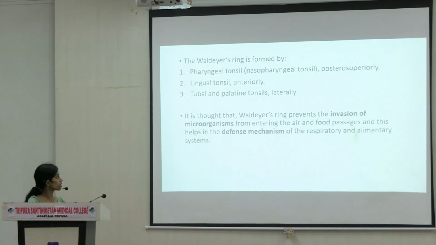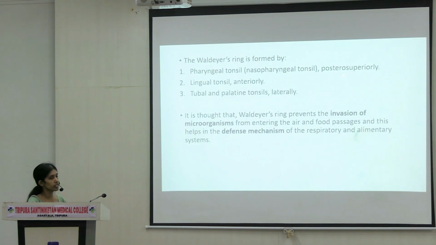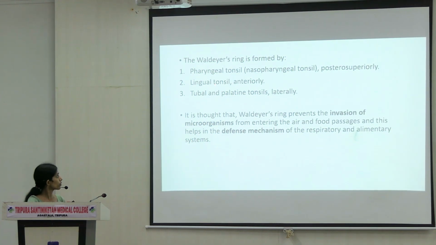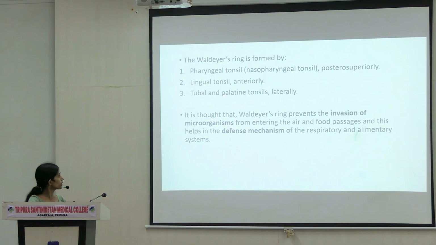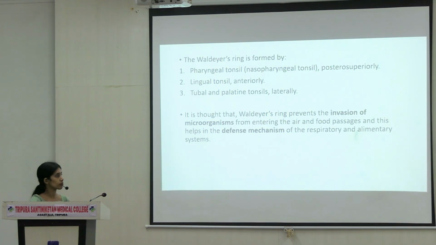Waldeyer's ring is mainly formed by 4 tonsils: the pharyngeal tonsil, which is present posterior-superiorly, the lingual tonsil, which is present anteriorly, and the tubal and palatine tonsils, which are present on the lateral sides. It is thought that Waldeyer's ring prevents the invasion of microorganisms into your air and food passages, and this helps in the defense mechanism of the respiratory and alimentary systems.